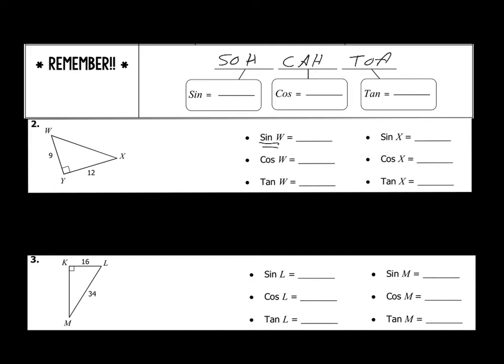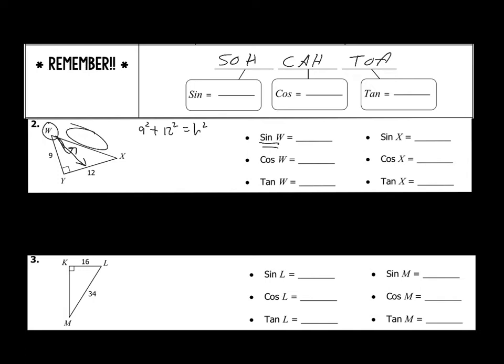Sine of W. So here's W. Sine is opposite over hypotenuse. And oh, on number 2, I'm missing the hypotenuse. How do I get that? Leg squared plus leg squared equals hypotenuse squared. And now continue the work and finish that out.